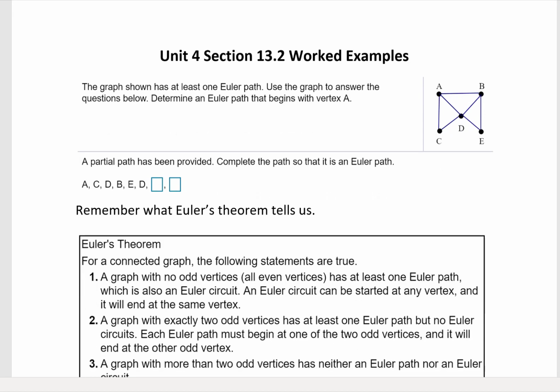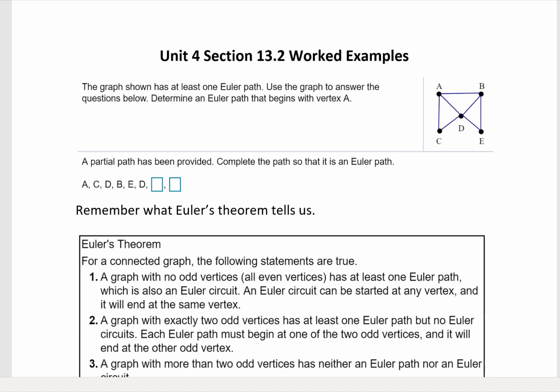Remember what Euler's theorem tells us. If we look at this graph here, we notice that it has two odd vertices. And so that tells us that this will have at least one Euler path, but no Euler circuits. The Euler path must begin at one of the odd vertices and end at the other one. And they're choosing in this example to start at vertex A. Let's go ahead and trace the partial path that they've given us and see if we can finish the last two pieces of it.